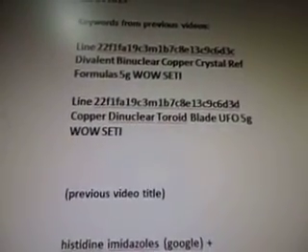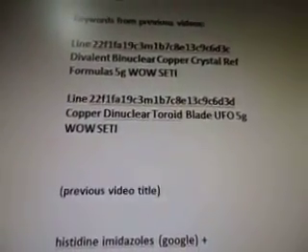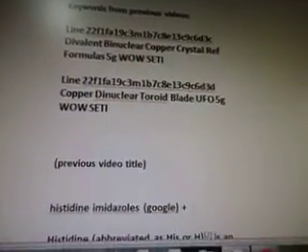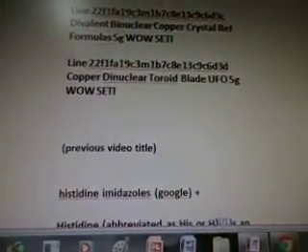22f1fa19c3m1b7c8e13c9c6d3e. Copper Dinuclear Toroid Blade UFO 5G Wow Seti. There is another formula in there which I just noticed, and I'll be doing it about 10 videos after this one.